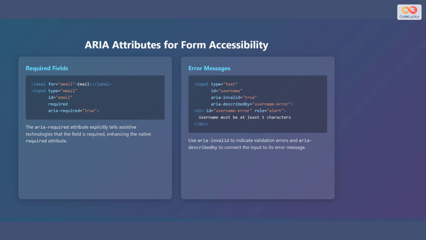Let's explore ARIA attributes for form accessibility. ARIA stands for Accessible Rich Internet Applications. For required fields, the ARIA required attribute explicitly tells assistive technologies that the field is required, enhancing the native required attribute. When dealing with error messages, use ARIA invalid to indicate validation errors and ARIA describedby to connect the input to its error message. These ARIA attributes provide additional context and guidance for users, especially those using assistive technologies.